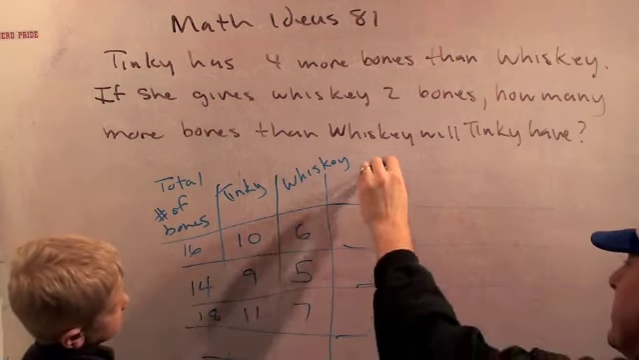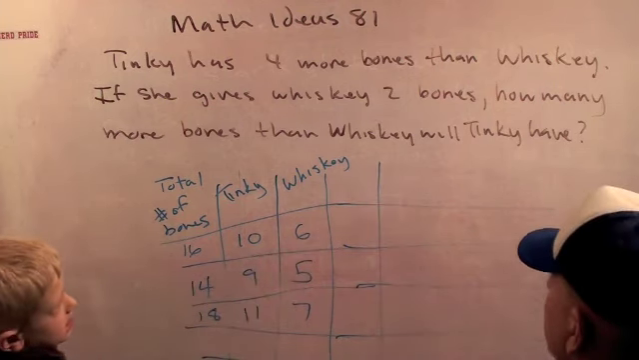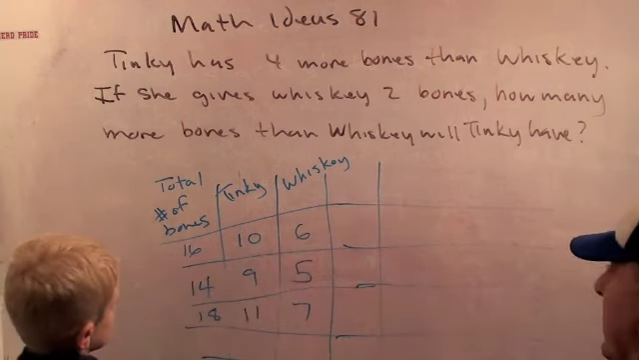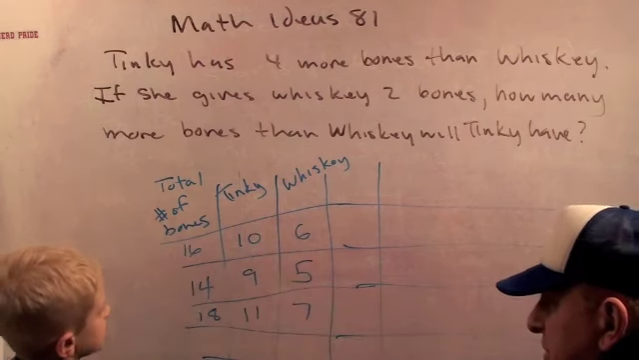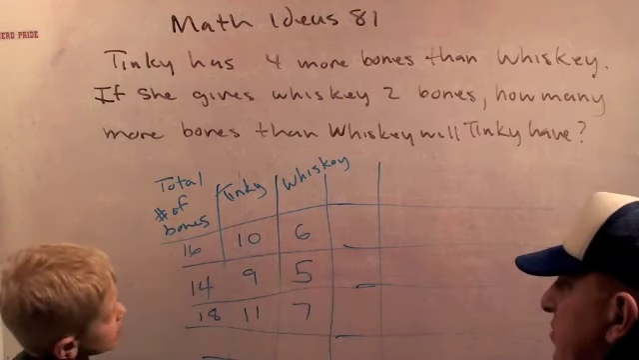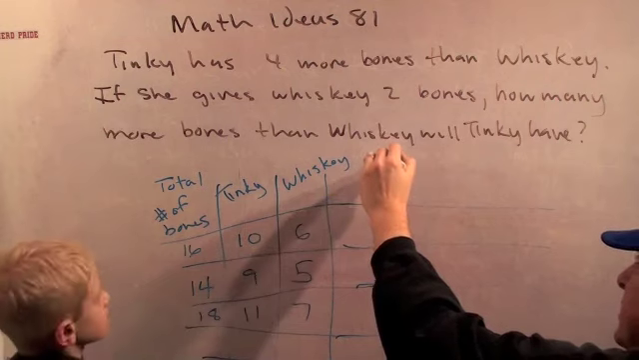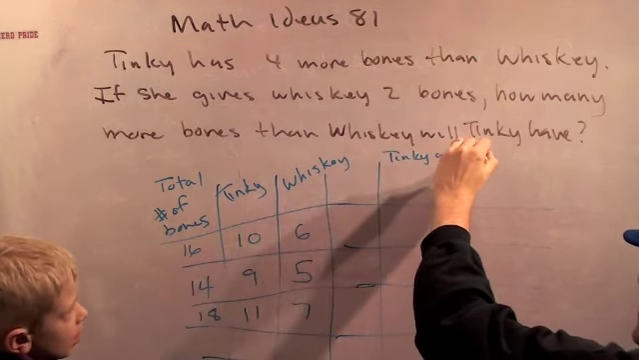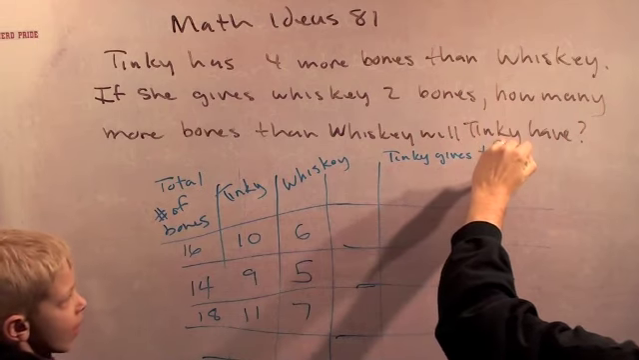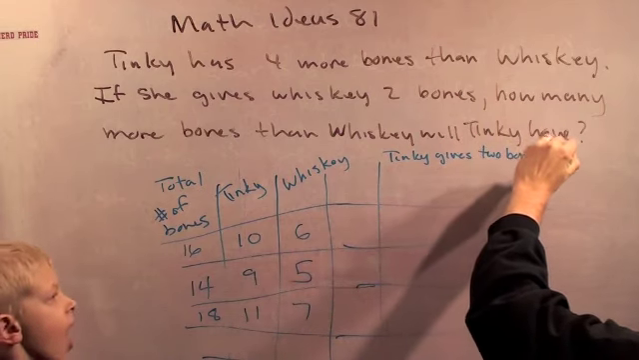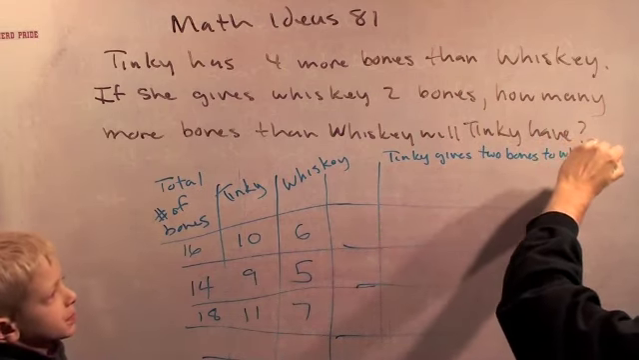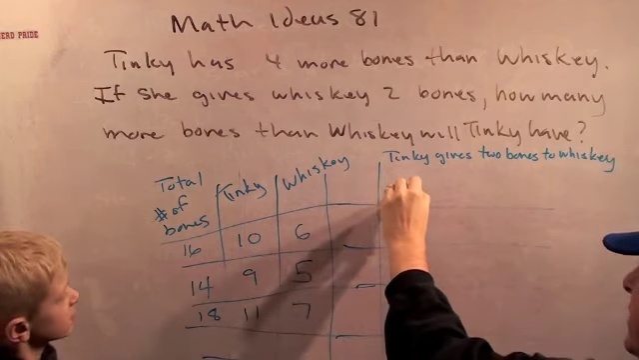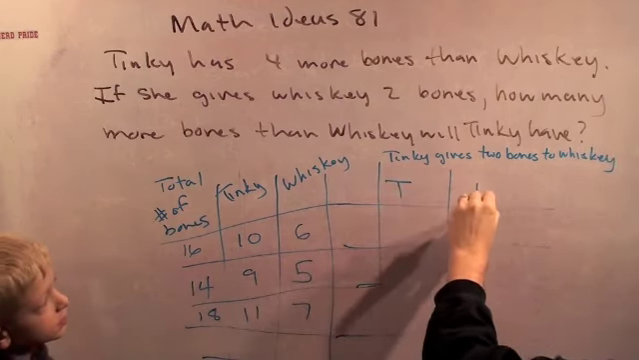Good job. Okay, now let's see what happens when Tinky gives Whiskey 2 bones. And let's look at each one of these examples. What happens when Tinky gives Whiskey 2 bones? Okay? So Tinky gives 2 bones to Whiskey. Okay, so now I'll just write T and W.